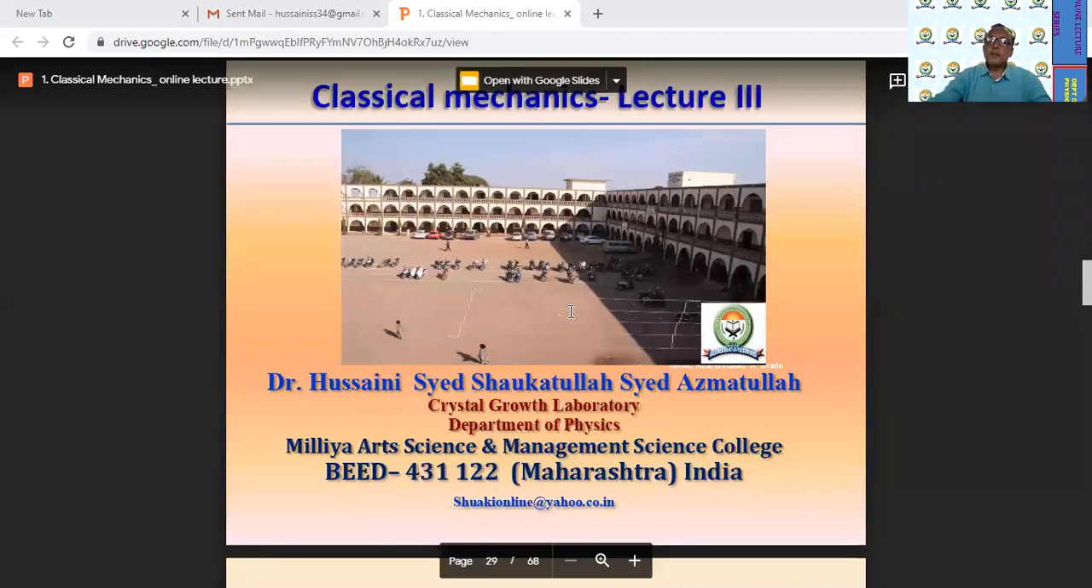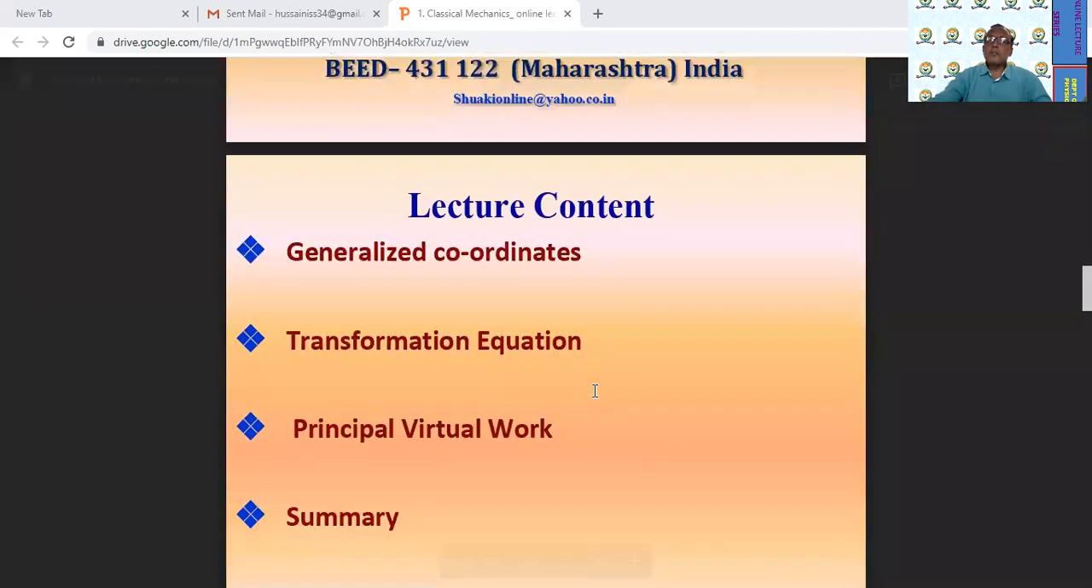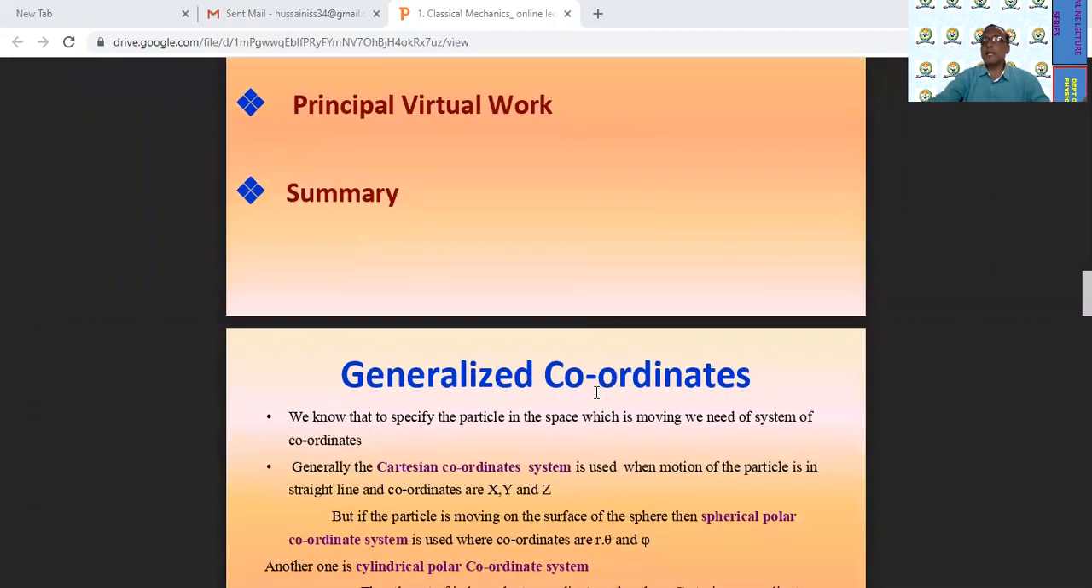In this lecture, we are going to consider generalized coordinates, transformation equation, principle of virtual work, and the summary of the lecture.